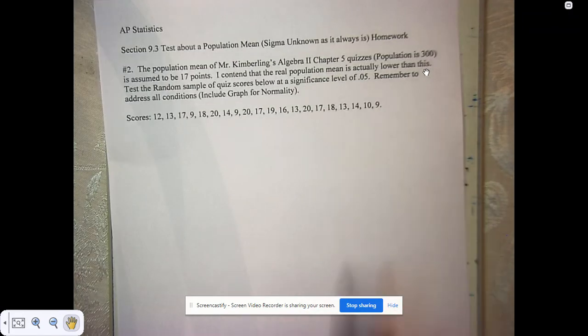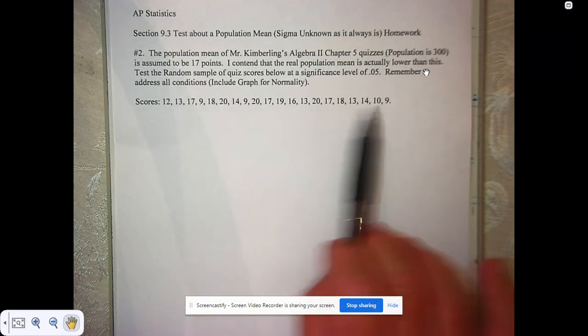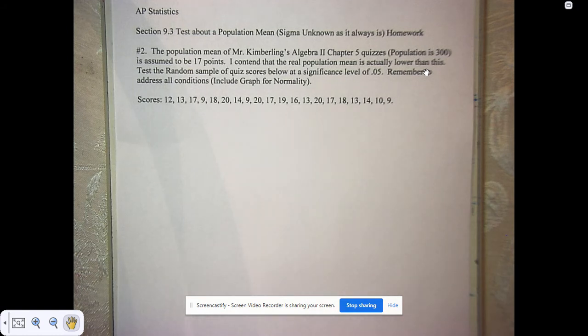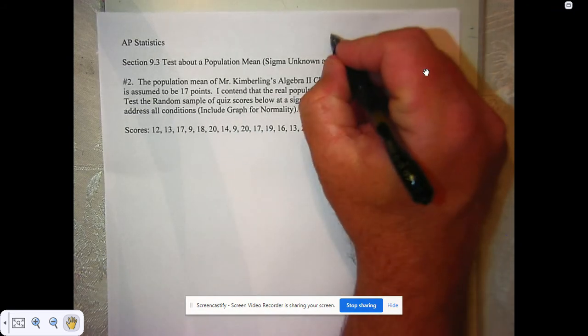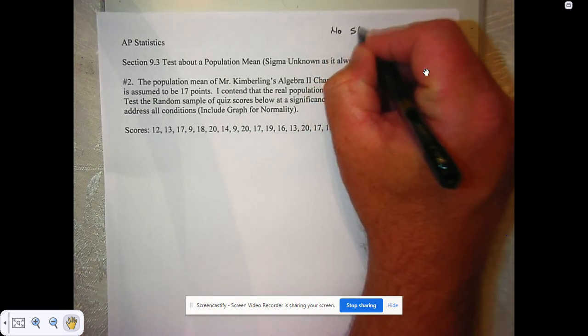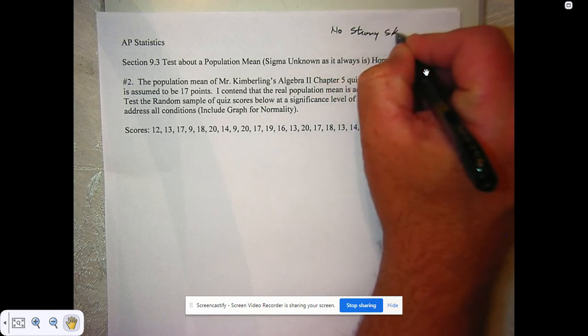And that doesn't say anywhere in there, and since there's only 20 data points, you are going to have to do a graph. Now, what could you do for a graph? Could you do a dot plot? Yes, you could. Could you do the normal probability plot? Yes, you could. Any way to show that this data does not have outliers and does not have strong skewness. Let me say that again, and I'll put this up here. No strong skewness.